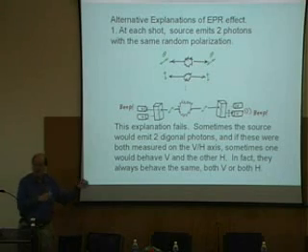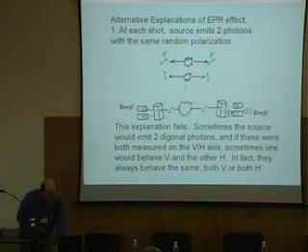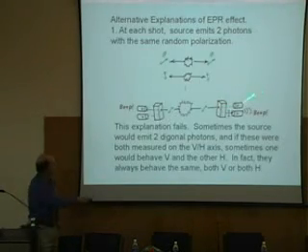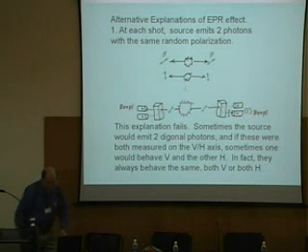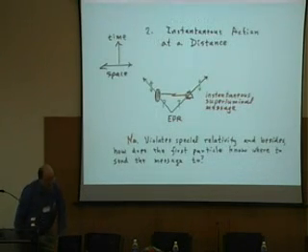However, it's too weak to be used to send a message. The reason is because this person here cannot control whether this comes out vertical or horizontal. We'll get to that a little bit more later. Well, how would we explain it?